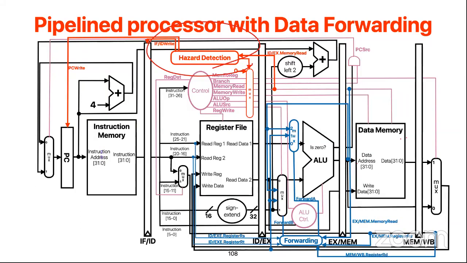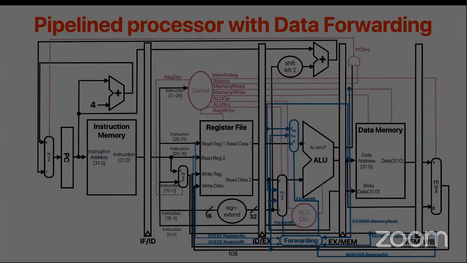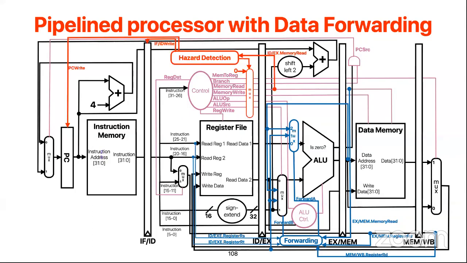So this is the resulting hardware of data forwarding. If in your test you see this graph show up, it just tells you that you have a processor that supports full data forwarding. So if tomorrow you see this figure in your question, this is a processor with data forwarding. This is a processor with hazard detection. You can safely draw a pipeline diagram like this if you are given a processor like this, right? So this is what you have to pay attention to.